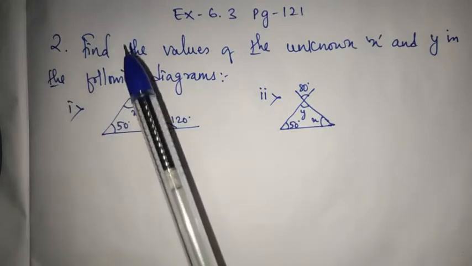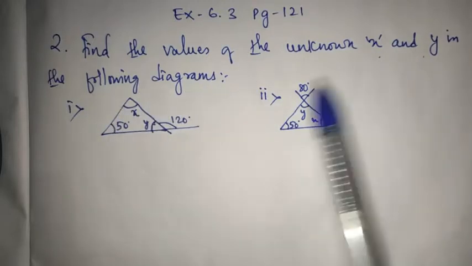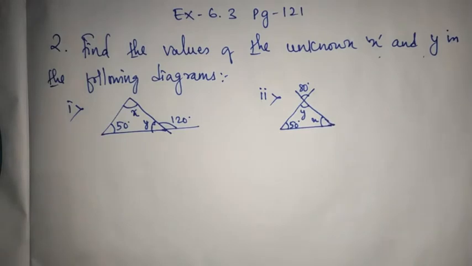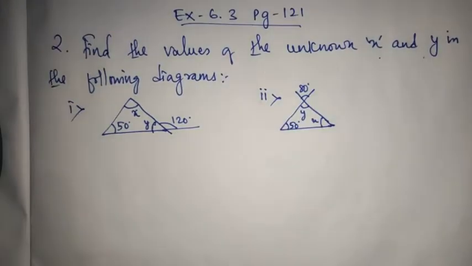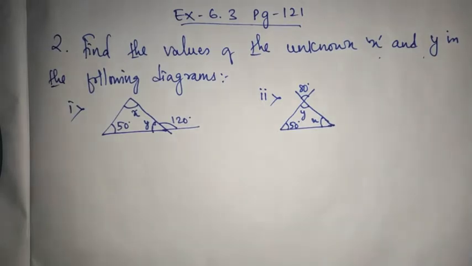So the question says, find the values of the unknown x and y in the following diagram. There are many questions, only 2 questions I have made here, and number 3 also I am going to solve. Total questions I am going to solve by today itself. It is exercise 6.3 on page number 121. Over here to solve this I am going to use two properties. The properties are the exterior angle property and the angle sum property.